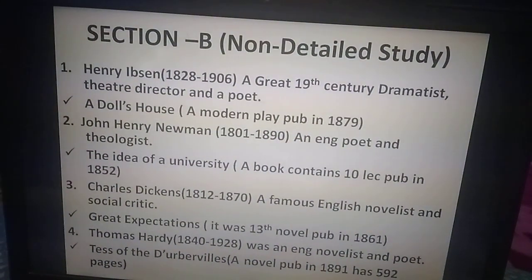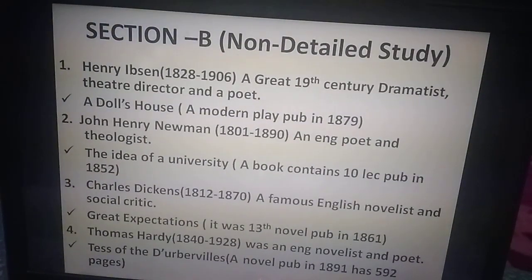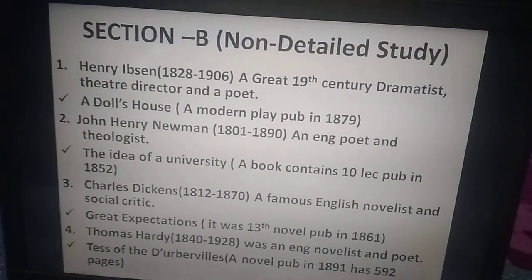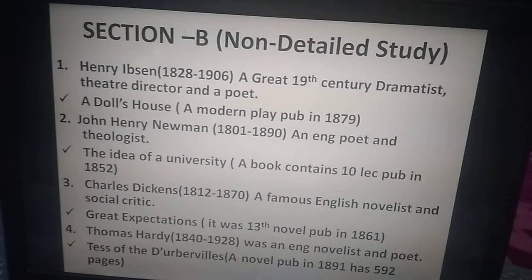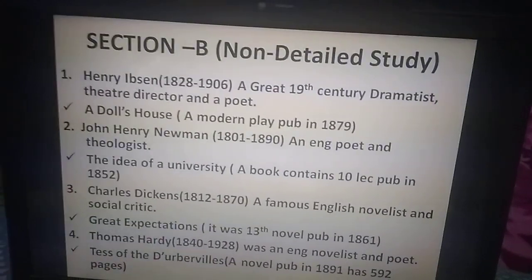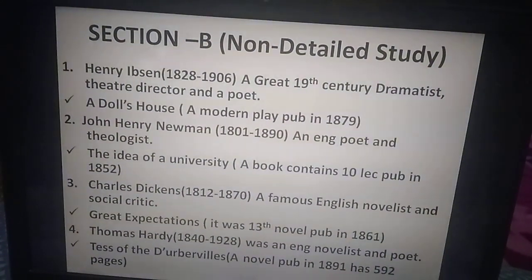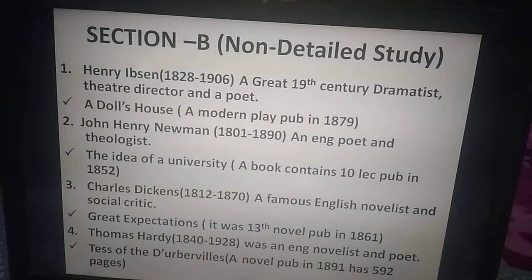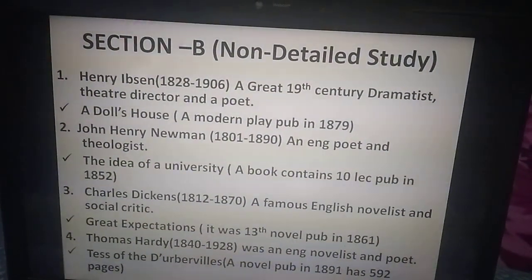The second author is John Henry Newman. He was born in 1801 and died in 1890. He was an English poet and theologian. We have a book of his in our syllabus, The Idea of a University. It is a book which contains 10 lectures, which was published in 1852.